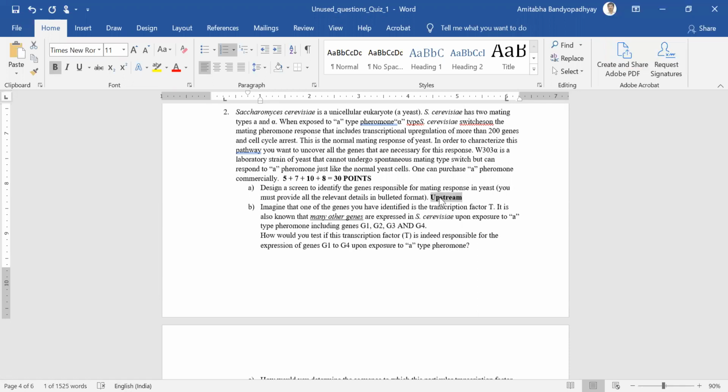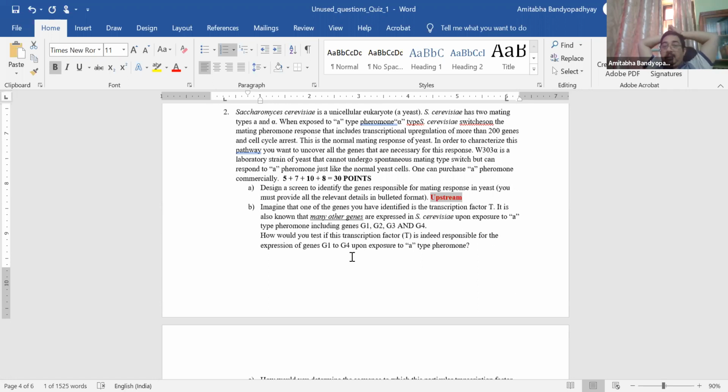I was a bit confused about that, because it mentioned that it does not respond normally. It does not undergo the switch. So I was a bit confused what exactly the A question meant. See, it is saying design a screen to identify the genes responsible for mating response in yeast. Yes, sir. So without these genes, the mating response cannot happen. And after the mating response happens, another set of genes are transcribed, that is given there, 200 genes transcribed.